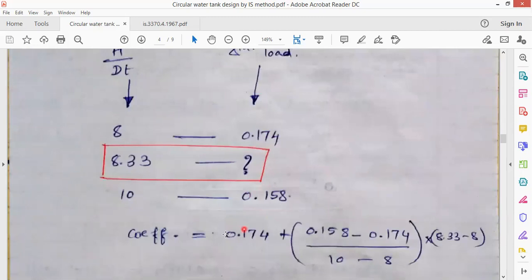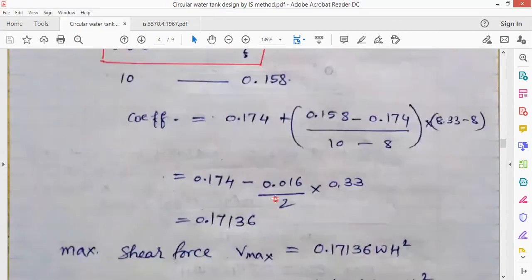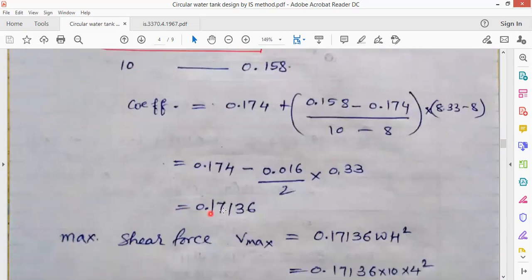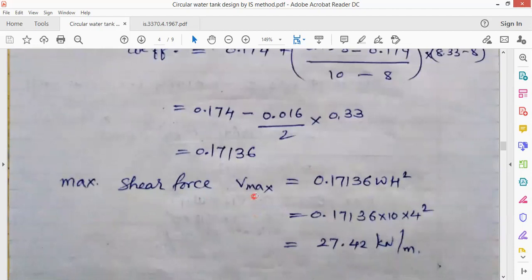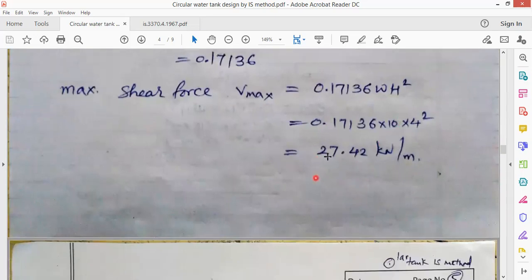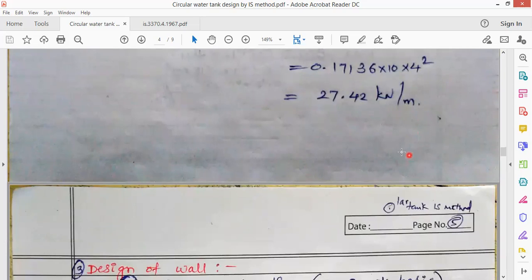So we have the values here, and with the interpolation I have the shear force coefficient here as 0.17136. So maximum shear force will be Vmax equal to 0.17136 WH square. So maximum shear force will be 27.42 kilonewton per meter height.